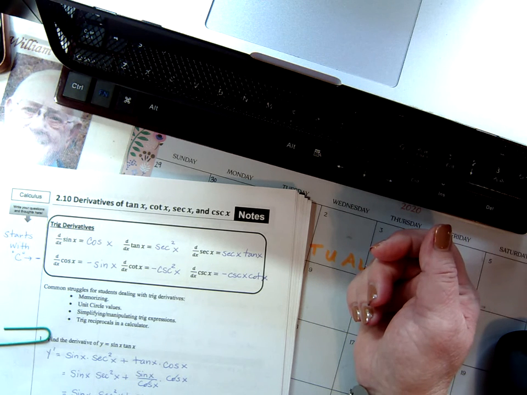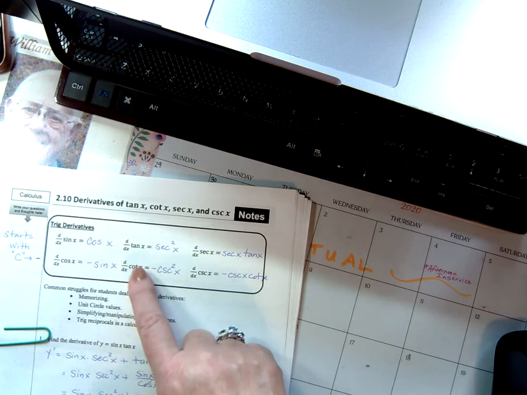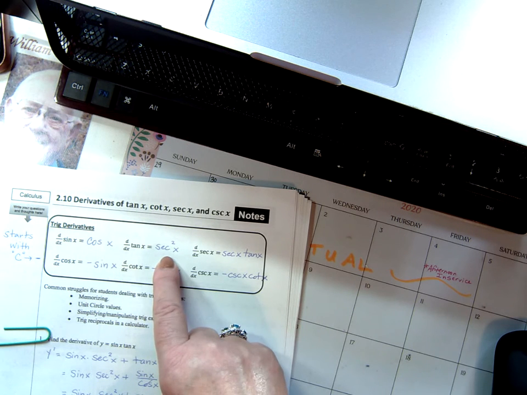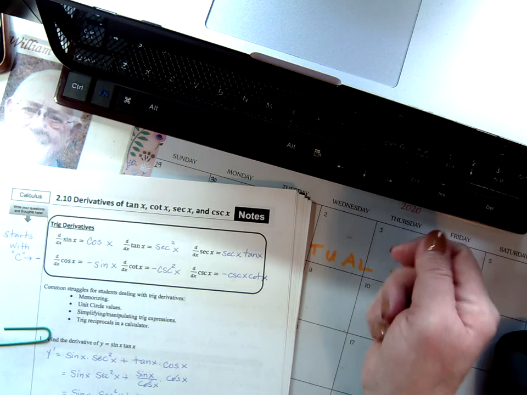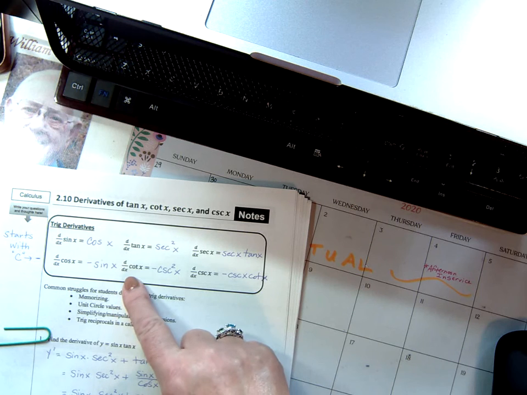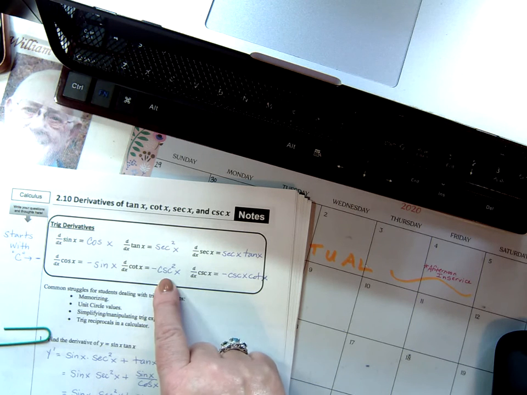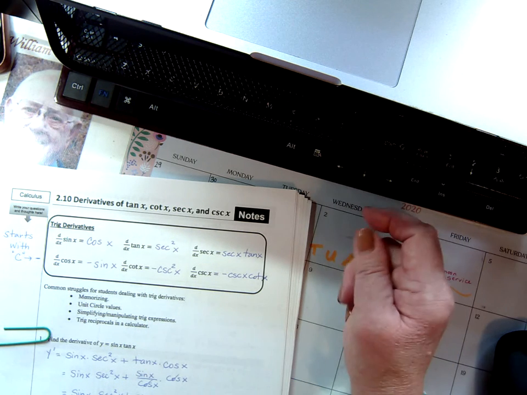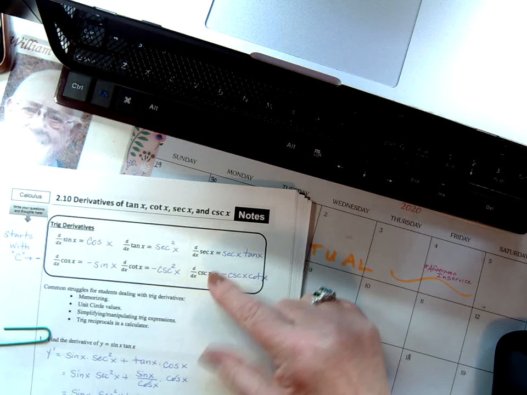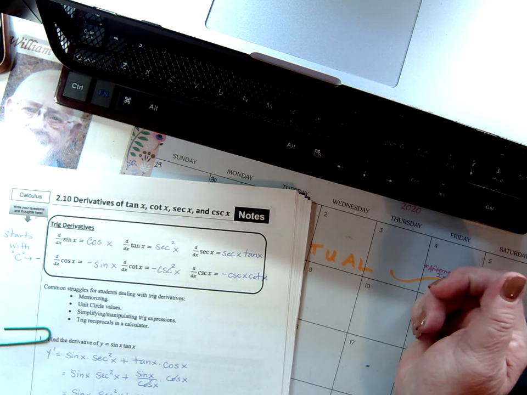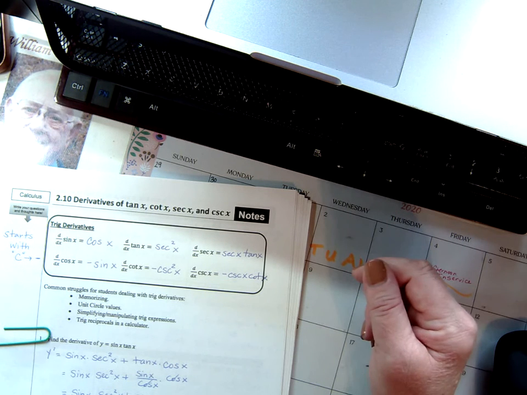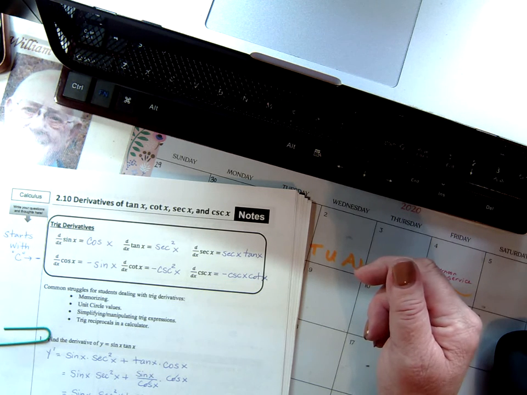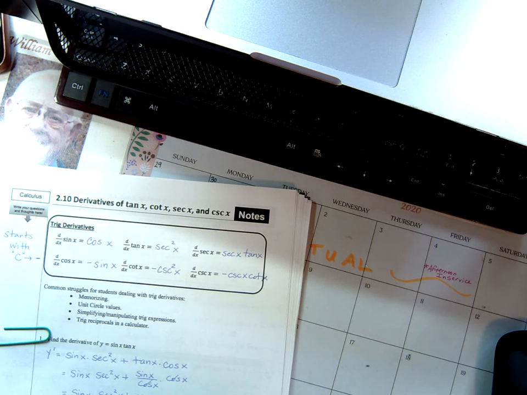So on your cards and on your notes, the derivative of tangent is secant squared x. The derivative of cotangent is negative cosecant squared x. Derivative of secant is secant tangent. And derivative of cosecant is negative cosecant cotangent. So I'm going to give you a couple minutes to fill those in on the notes, but also fill them in on your card or whatever you've got going on for your reference sheet.